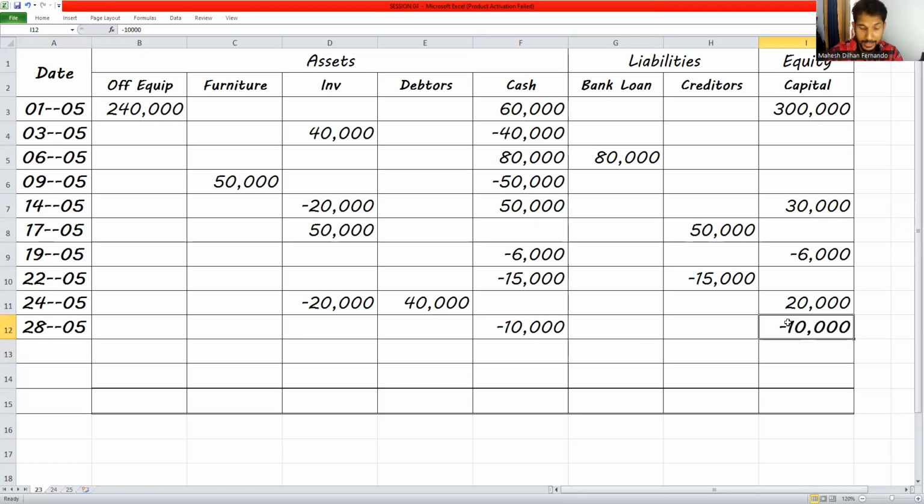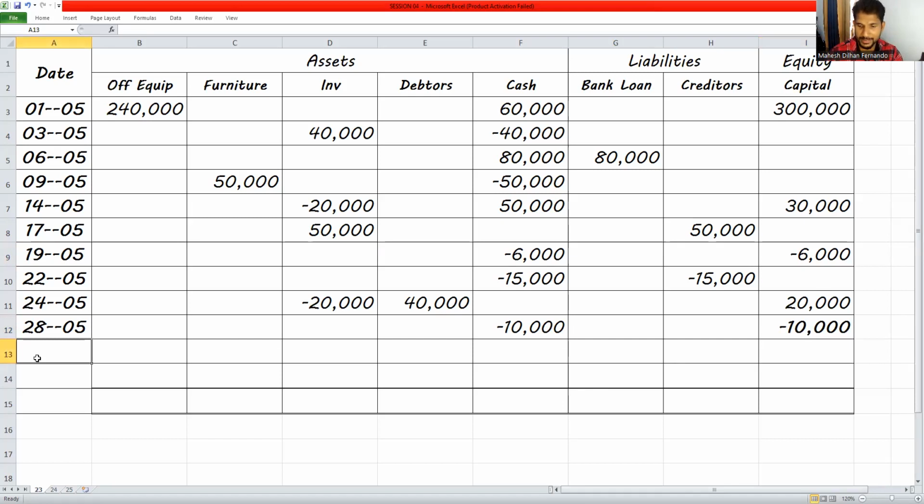But this one is not a drawing. Sorry, this is not an expense. If you can remember, when I was defining the expense, I told you, any decrease in the equity other than the drawings made by the owner. This 6,000 is an expense, but this is not an expense.